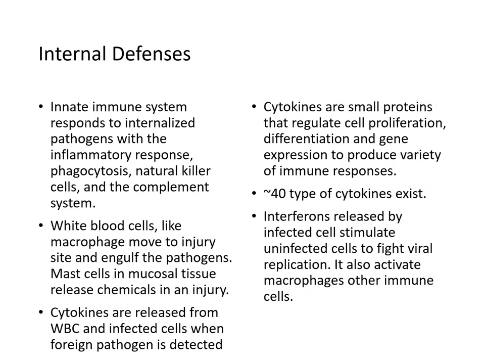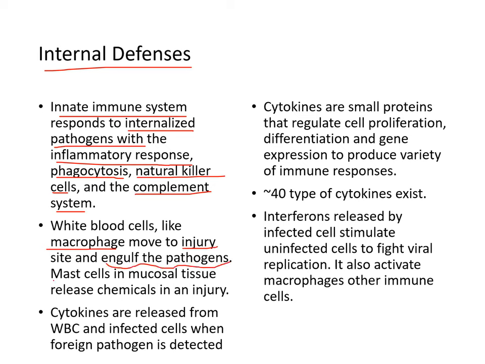So what internal defenses do we have? The innate immune system responds to internalized pathogens with the inflammatory response, phagocytosis, natural killer cells, and the complement system. White blood cells, like macrophages, move to the injury site and engulf the pathogens, whereas mast cells in mucosal tissue release chemicals in an injury. And cytokines are also released from white blood cells and infected cells when foreign pathogens are detected.